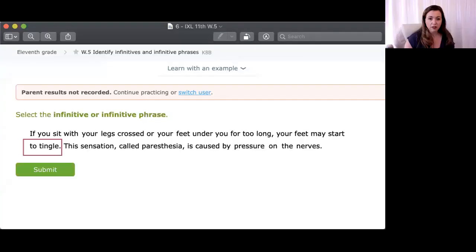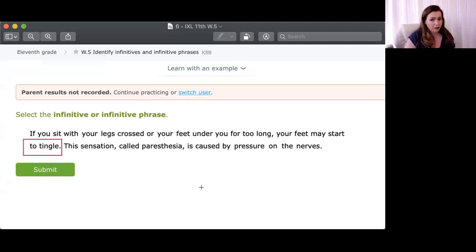Okay, and then last example, let me get, whoops, share screen here. Okay, and the last example is also from the 11th grade, and it's talking about infinitives or infinitive phrases.